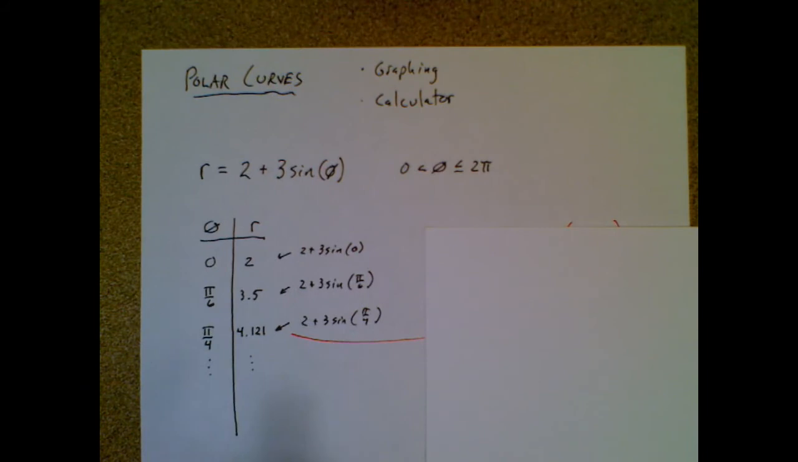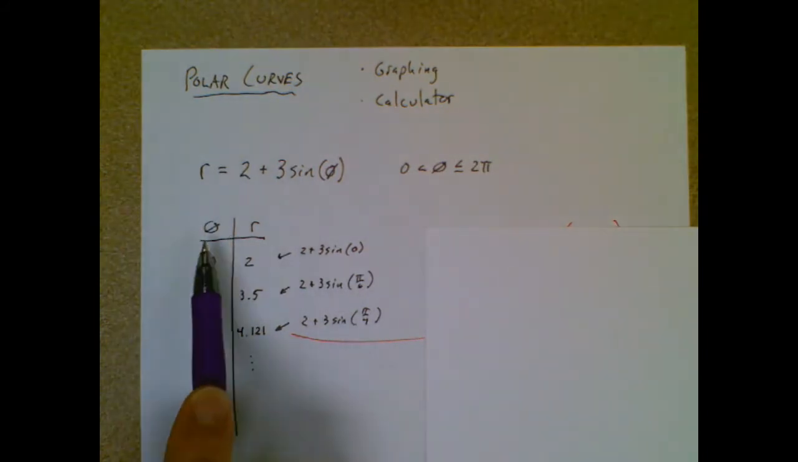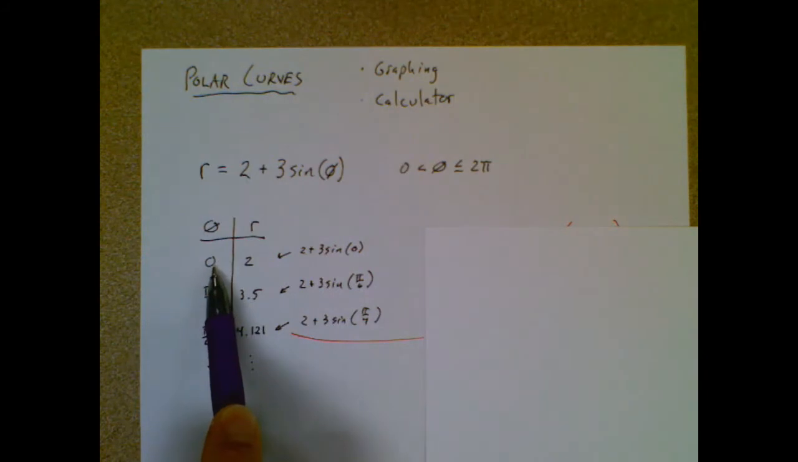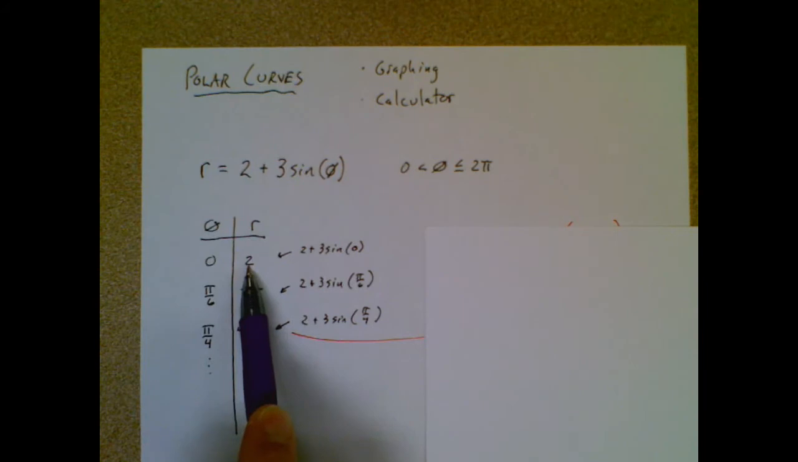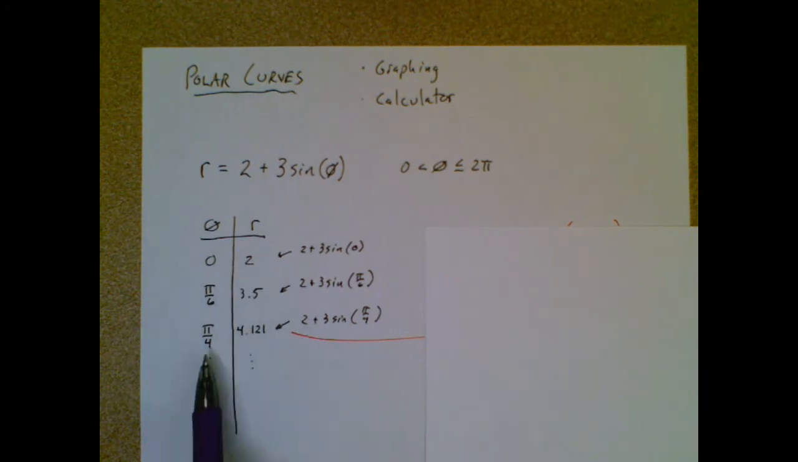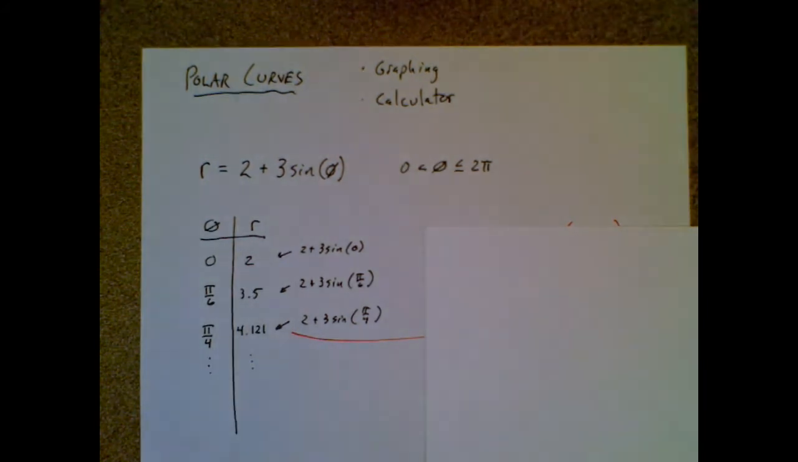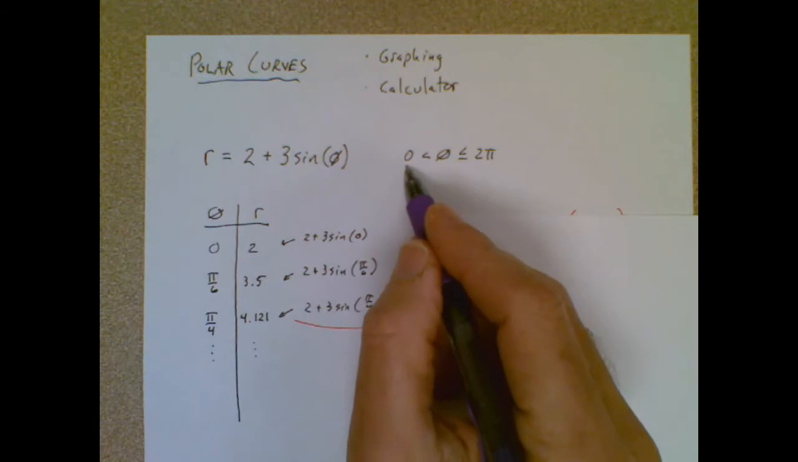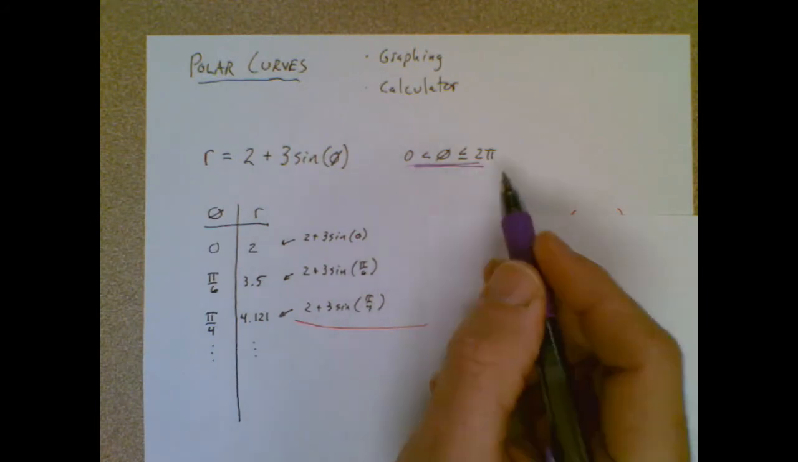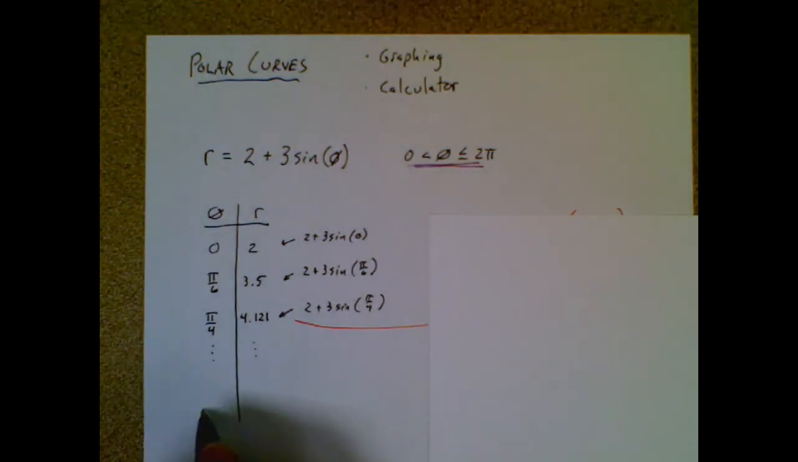Okay, so I input a theta value. In this case, I input a theta value of 0. As I do the math, I get out an r value of 2. And I do that with these other 3 points, and you can check my math on that, but I'm pretty sure I'm right. And we could just keep going on, and we would need to pay attention to the domain, and they're just saying, naughty, naughty, don't go past 2 pi.